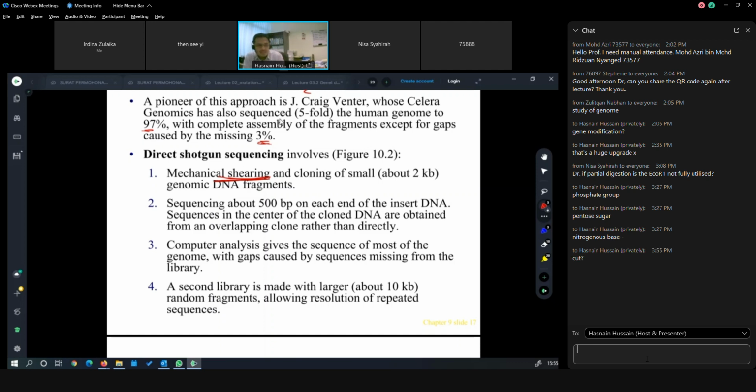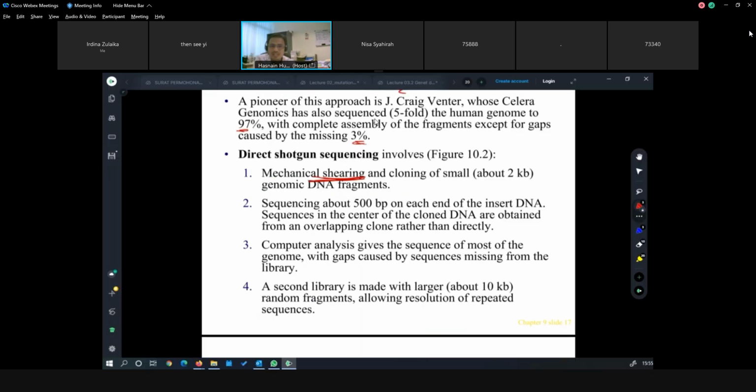Shearing, correct. Just like you have the shear at home to cut the chicken. A stronger chicken, right? So shearing, mechanical shearing. So what happened with the direct shotgun sequencing? They cut the DNA, but they didn't use restriction enzyme.